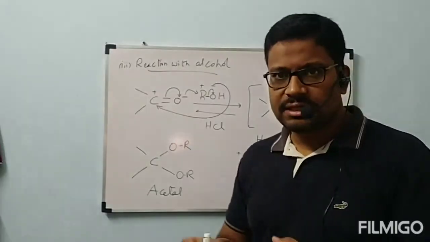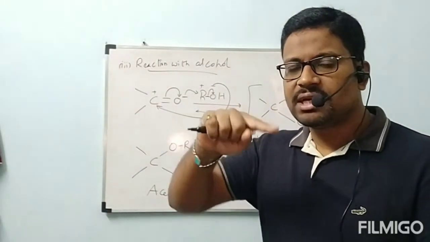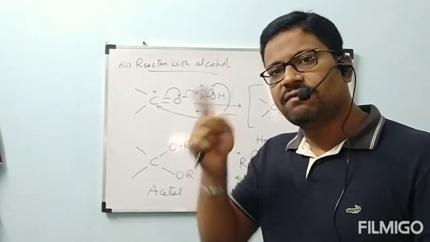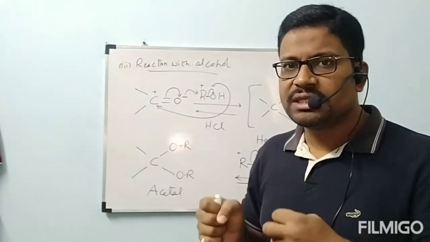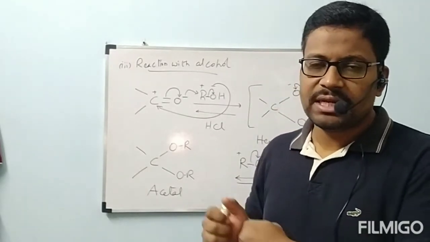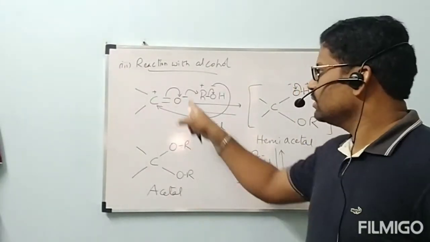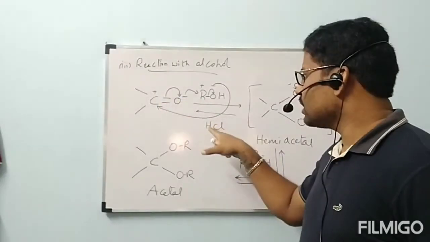In presence of this HCl, protonation of oxygen will happen, in which the double bond will be shifted towards oxygen very fast, and the electrophilicity of carbon will be increased in presence of this HCl, used like a catalyst. This is the final reaction. Now, C double bond O will react with ROH.